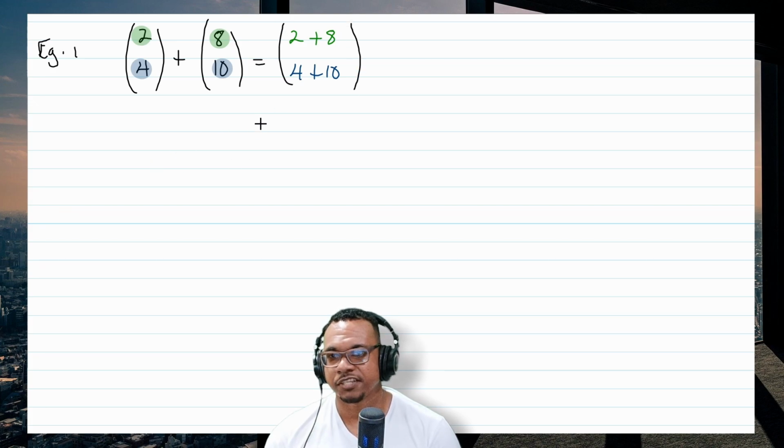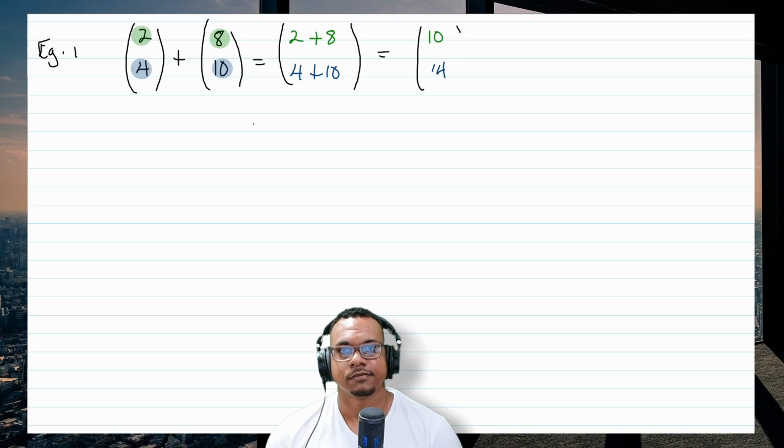Simple addition, nothing big. 2 plus 8 is 10, and 4 plus 10 is 14. And that's the answer. There's nothing big and complicated about this. You see 2 plus 8, 4 plus 10.